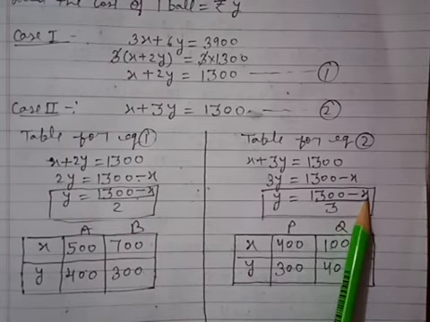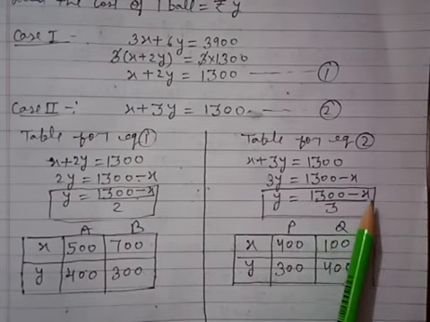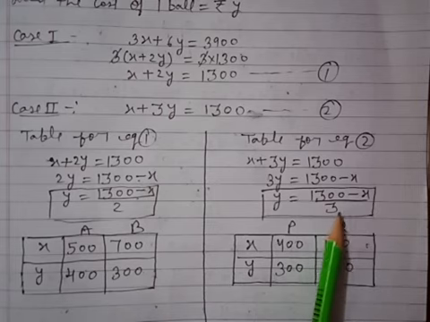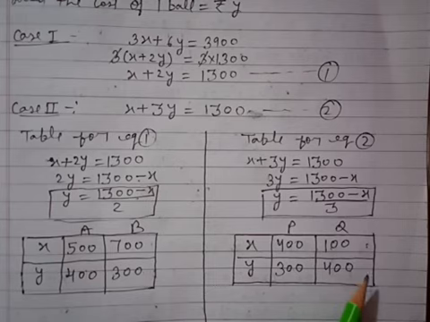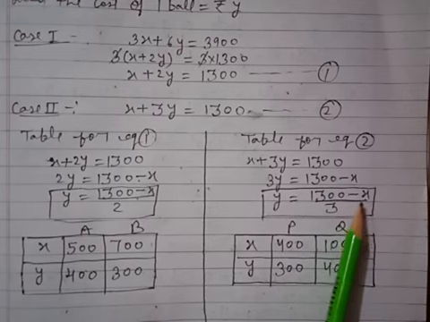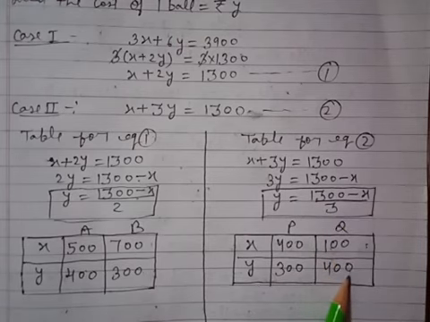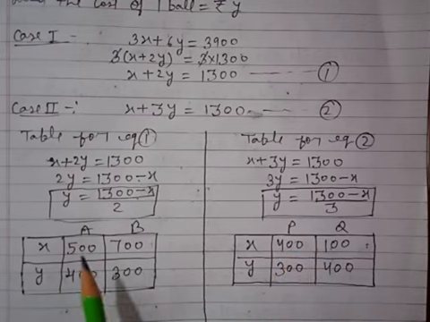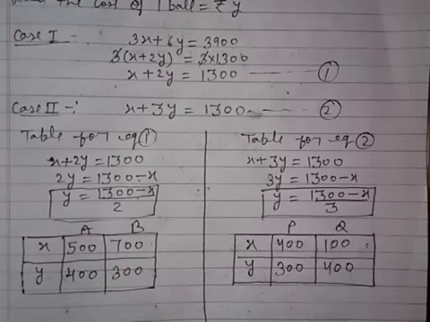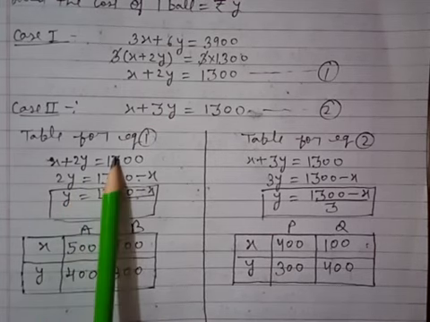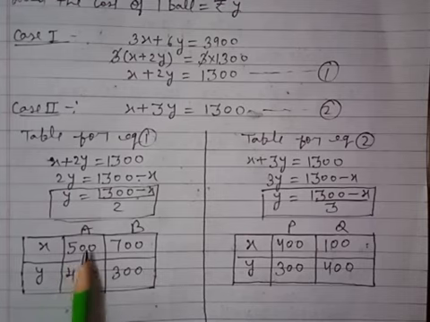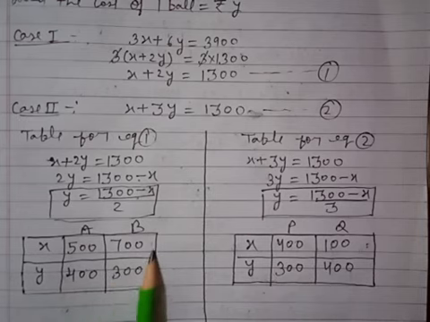Put x equal to 100 here. So 1300 minus 100 will come 1200. 1200 divided by 3, it will come 400. So for x equal to 100, y will come 400. For the table of equation 1 we are getting the points x equal to 500, y 400, say this point A, and 700, 300, say this point B.